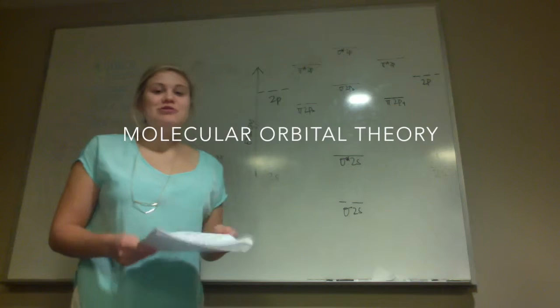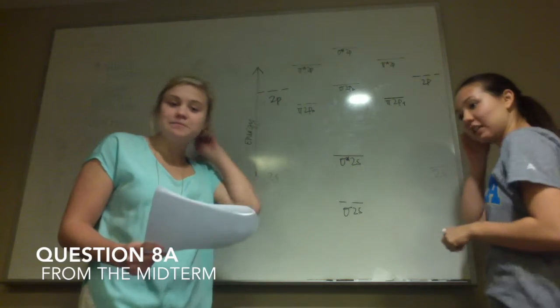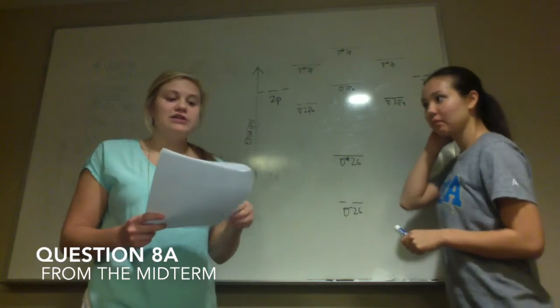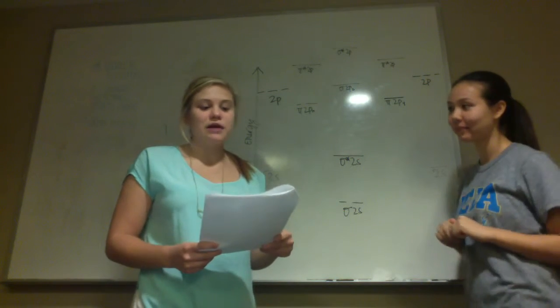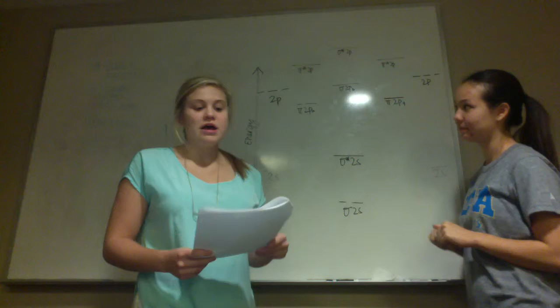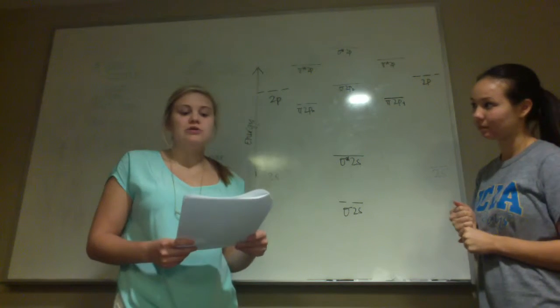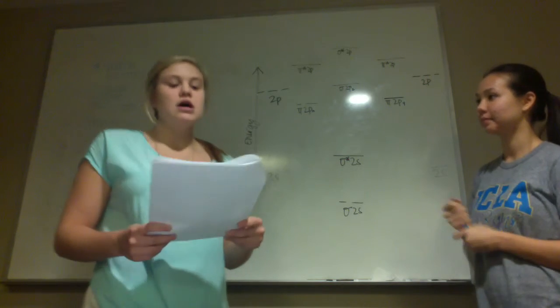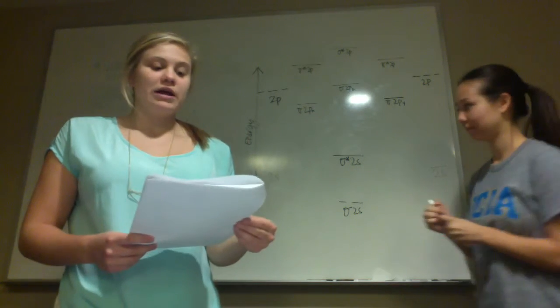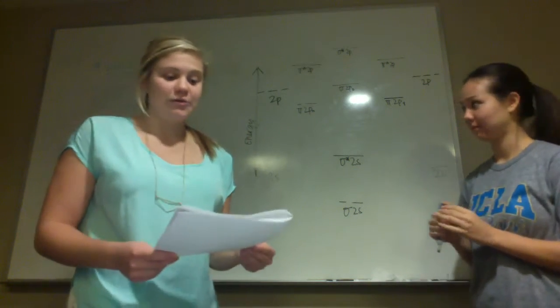All right, we are going to do question 8A from the midterm, which says, for each of these compounds below, give the number of valence electrons, the molecular electronic ground state, and their bond order. Then, using your calculated bond order, predict which compound for each of the following pairs has the strongest bond. So question A, we're looking at C2 plus and C2.